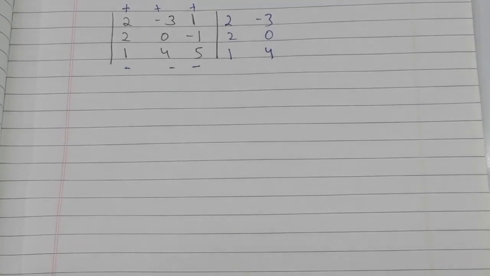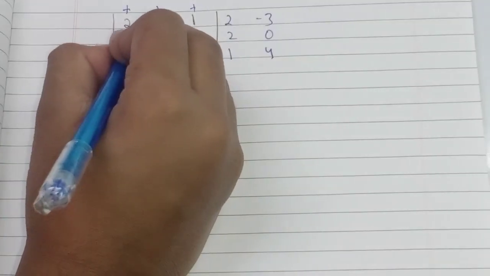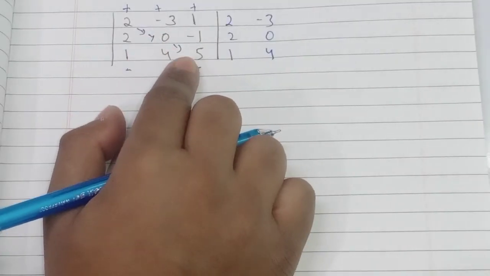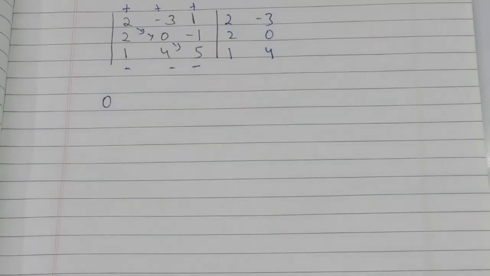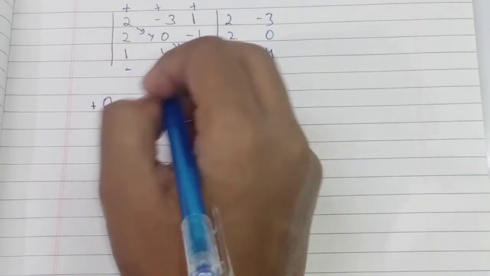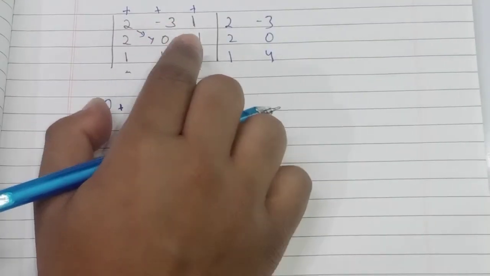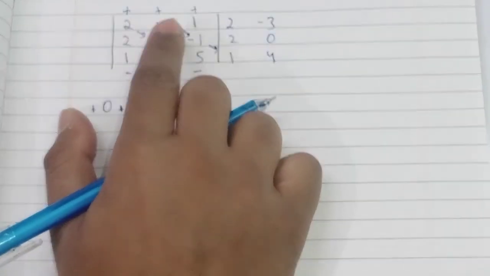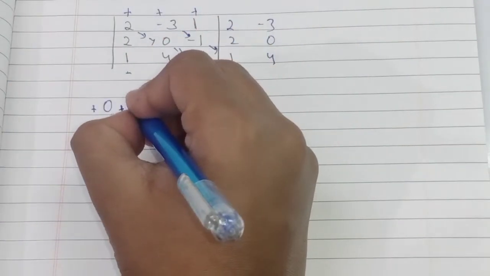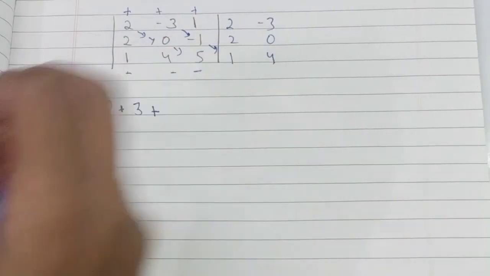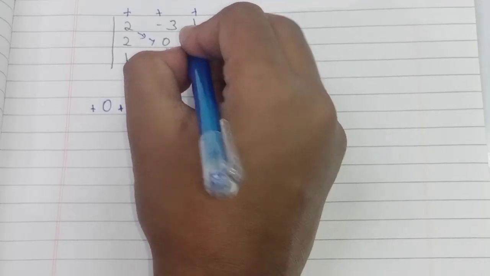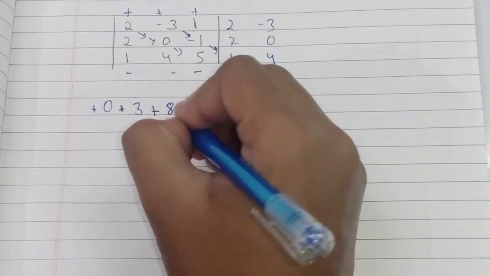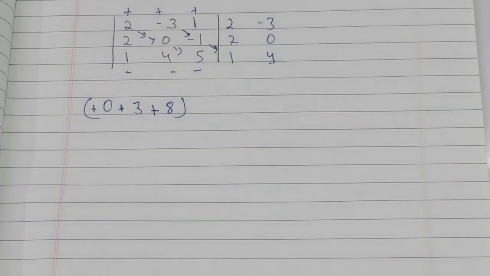Now let's start multiplying diagonally. So we get 2 times 0 times 5, that's 0, positive 0. Plus we have negative 3 into negative 1 in this diagonal, that's a positive 3 into 1, so we get positive 3. Plus we have a positive 1 into positive 2 into positive 4, that's an 8, so we got an 8 here. We got all our positive answers.